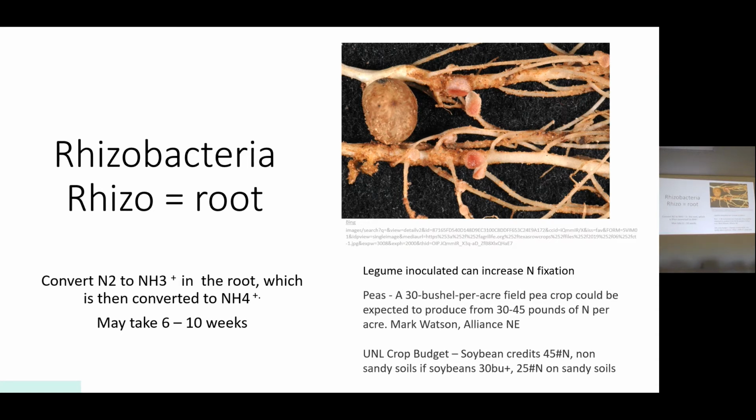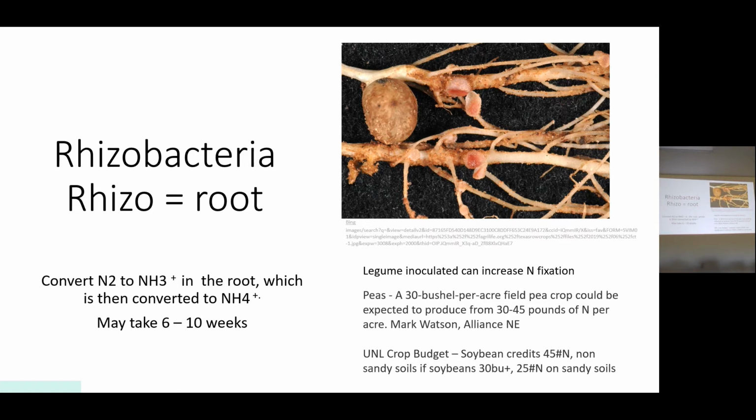Mark Wallace is a farmer out in Alliance, Nebraska, which is out in the Panhandle. He's done a lot of work with peas, as has Jeff. And he gives himself 30 to 45 pounds of nitrogen credit per acre if his peas produce 30 pounds. So if he's harvesting 30 bushel peas, then he can give himself a 30 to 45 pound nitrogen credit when the pea residue breaks down and when the roots break down.